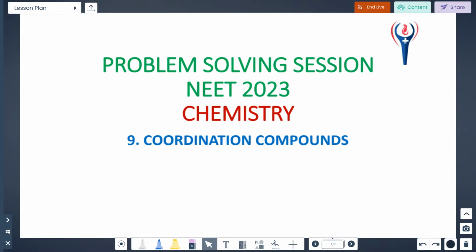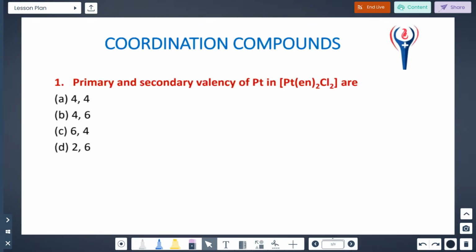Today I am going to give 7 problems in coordination compounds. Okay, so already I have given these sums yesterday. Today I am going to solve the 7 problems in coordination compounds. Okay, let us see the first question.